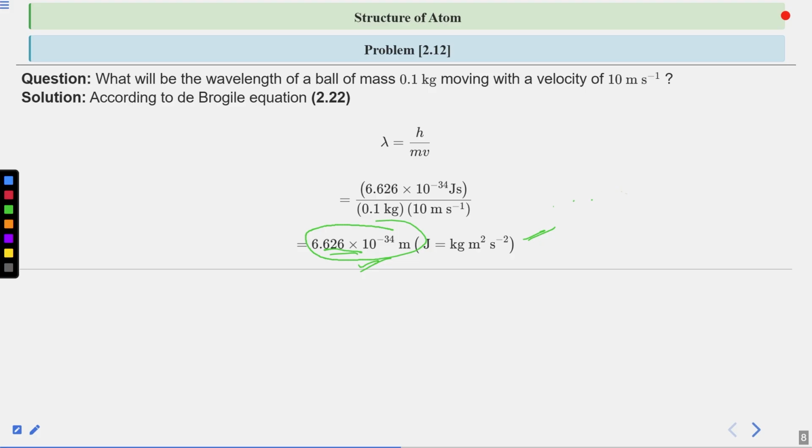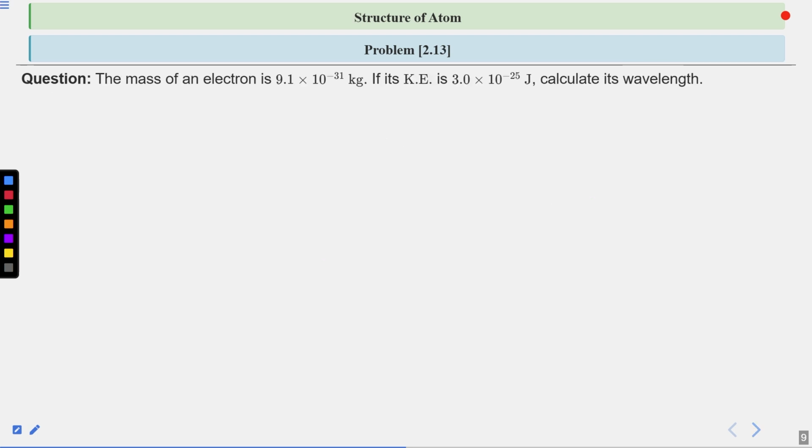Now let us take the example of a microscopic particle. For that, we can take this question. It is given that the mass of an electron is 9.1 into 10 to the power minus 31 kg, and its kinetic energy is also given. It is 3.0 into 10 to the power minus 25 joule. We have to calculate its wavelength. How will you calculate it? To calculate wavelength, we need two things. First is mass, second is the velocity. Mass is given here. We can get the velocity from the kinetic energy.